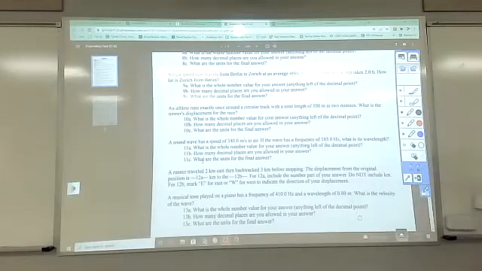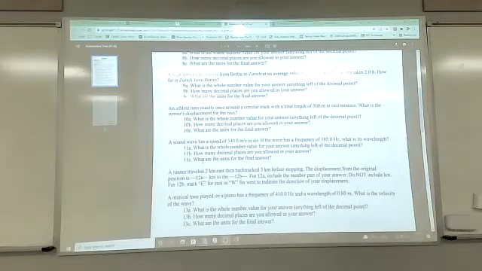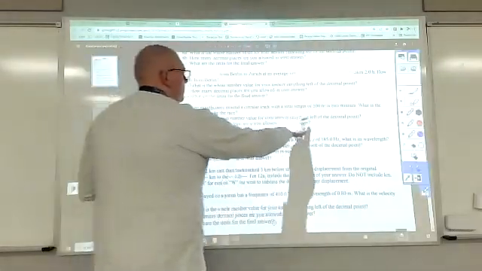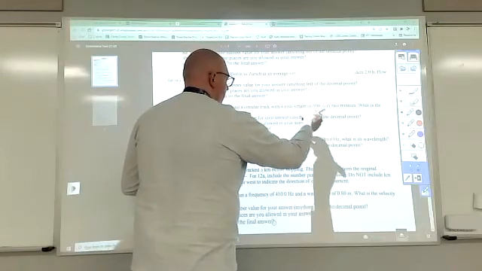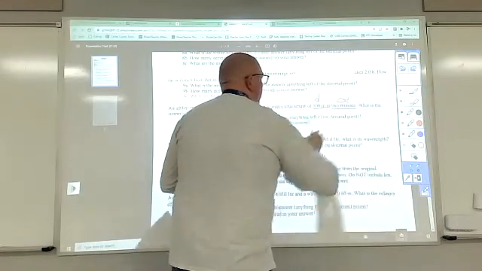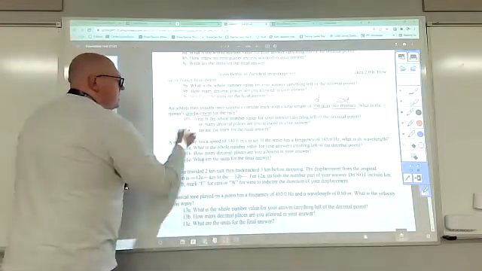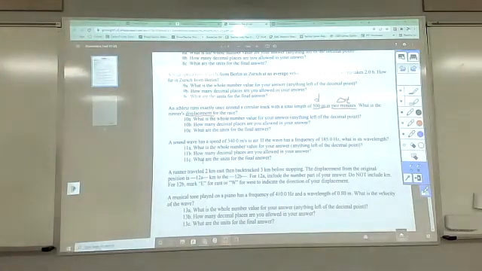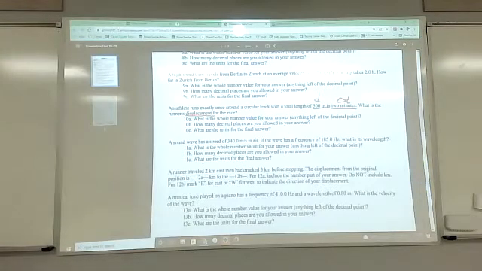Number 10, an athlete runs exactly once around a circular track with a total length of 500 meters in 2 minutes. What is the runner's displacement for the race? Okay. I am given in the problem the total length, another way of saying that is distance, and I'm given the time. But the problem asks for displacement, not speed. I'll say that again. The problem is not asking for speed. A common mistake on this problem was that a lot of you calculated the speed. That is not what the problem is asking. The problem is asking for displacement.